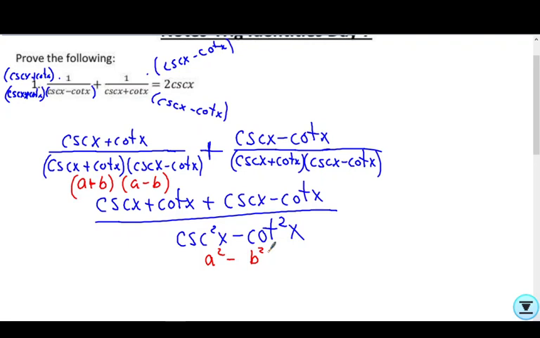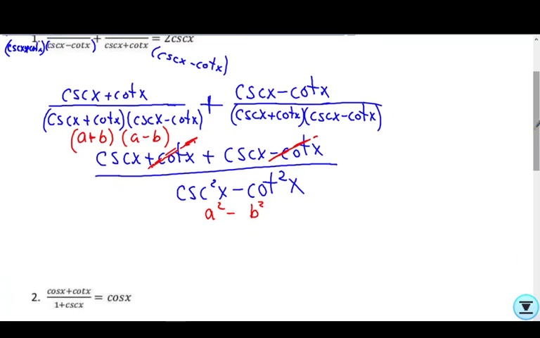At the same time on the top, notice I have positive cotangent minus cotangent, so that's 0. And then I have cosecant plus cosecant, which is 2 cosecant x on top. And if you haven't looked yet, cosecant squared minus cotangent squared is one of my Pythagorean identities. Specifically, cosecant squared minus cotangent squared is 1. So we end up with 2 cosecant x as our answer, and that's what we have sitting up there.